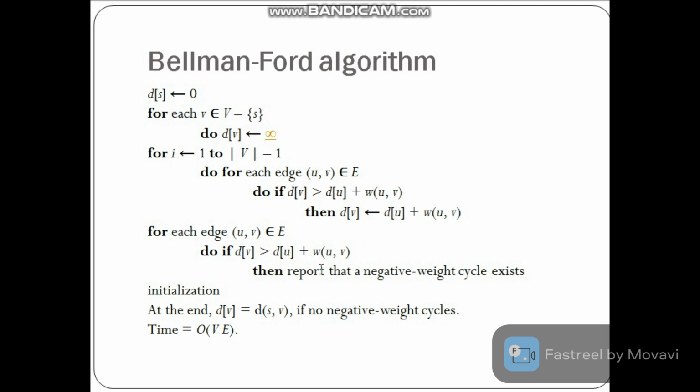Then for each edge (u, v) that belongs to the edge set, if the distance of v is greater than the distance of u plus the weight of (u, v), then we can report that a negative weight cycle exists in that graph. At the end, the distance of v is the distance from the source to the given vertex if no negative weight cycle is there. Lastly, time complexity is big O of V times E. V and E are approximately n, so we can say that the time complexity is big O of n square.